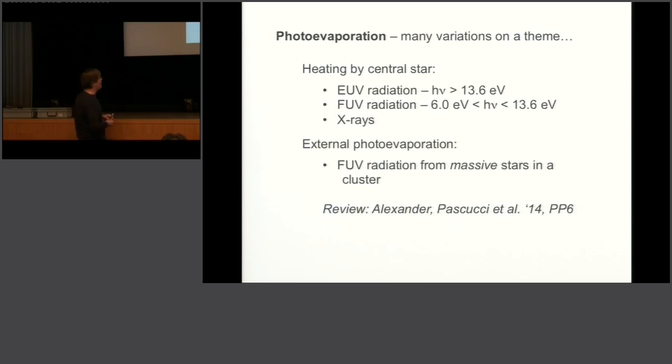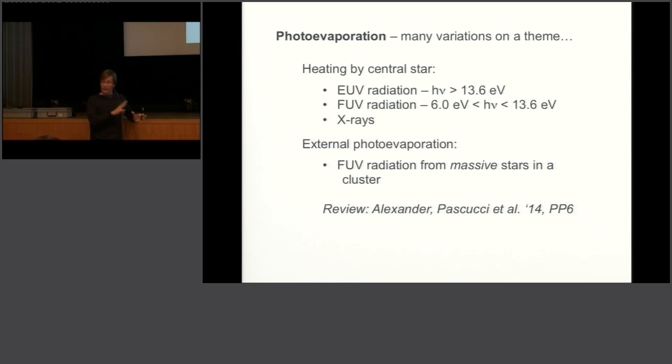Okay, so that's the basic idea, but then the complexity arises from where the source of this radiation that is heating the disk surface is actually coming from. And there are many variations on a theme here. So the first thing we might think about is that the radiation we're interested in actually comes from the central star. Rather like when we were talking about the ionization, or in fact almost exactly like that, different sources of relatively high energy radiation from the star will penetrate to different depths in the disk and heat it to different temperatures.